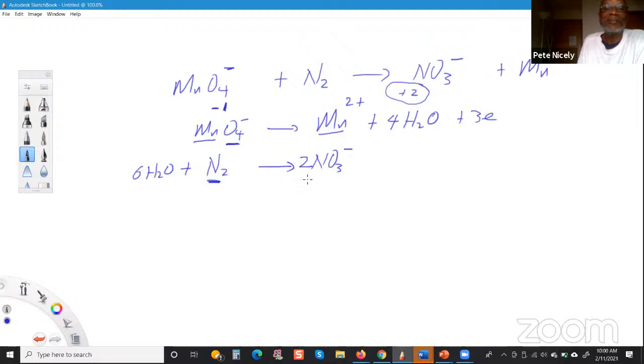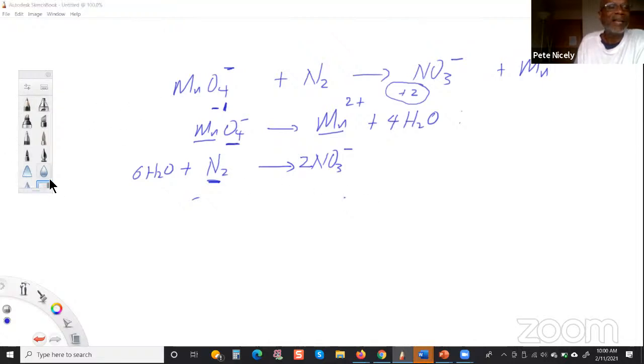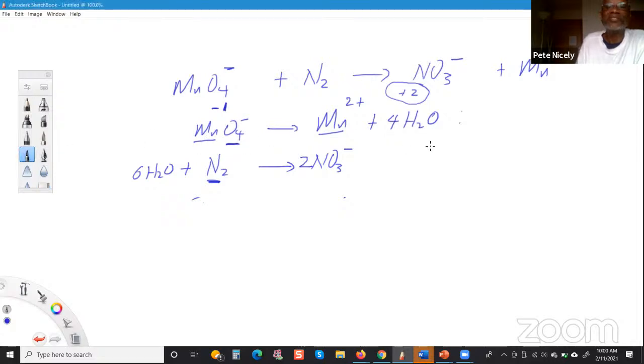In the second half equation, we have -1 here, and we have 0 here. So the question now becomes, to which side do we add electrons and how many do we add? Oh shoot, I realized I made a mistake somewhere. My apologies. Let me clean up this here. What I should have done, I skipped a step. What I should have done is balance the hydrogen ions first. After balancing the oxygens, we balance the hydrogens.